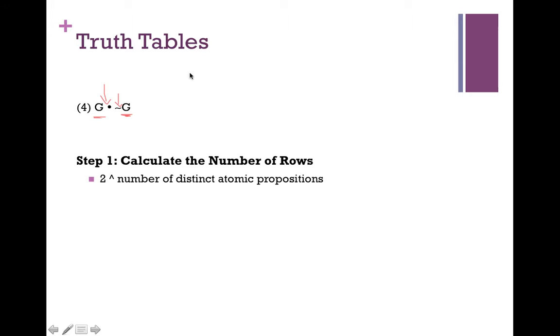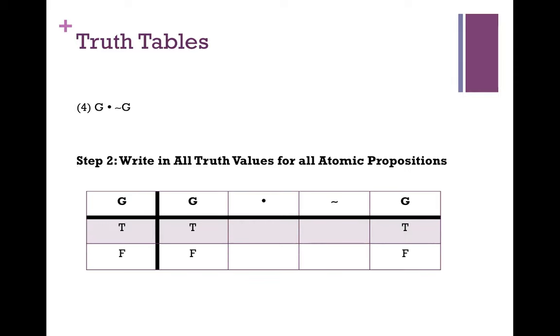The next thing we want to do is construct a truth table. And in order to do that, step one, calculate the number of rows. Well, here we only have one distinct proposition. We only have G, all right? So we're only going to have two rows. This one's going to be kind of easy. And here we go. We write this up. And we write G. We're only going to have two rows because true and false, that's all G can be. There's nothing else. And then we just plug in true and false everywhere we see G.